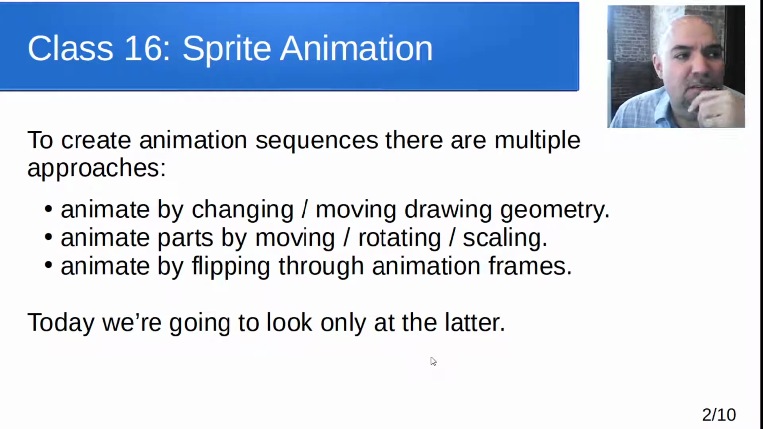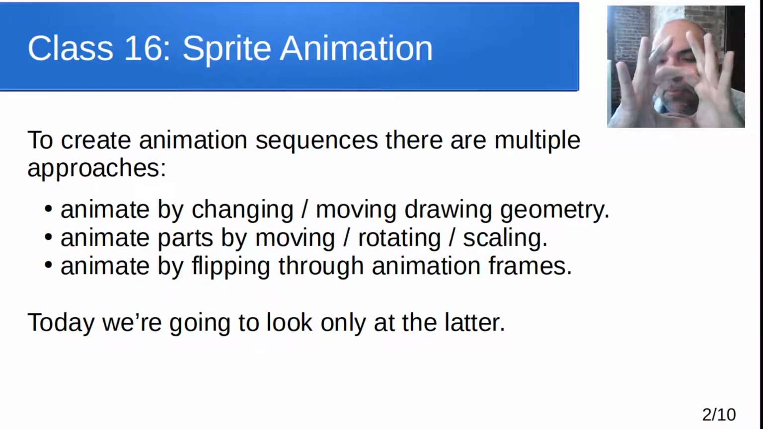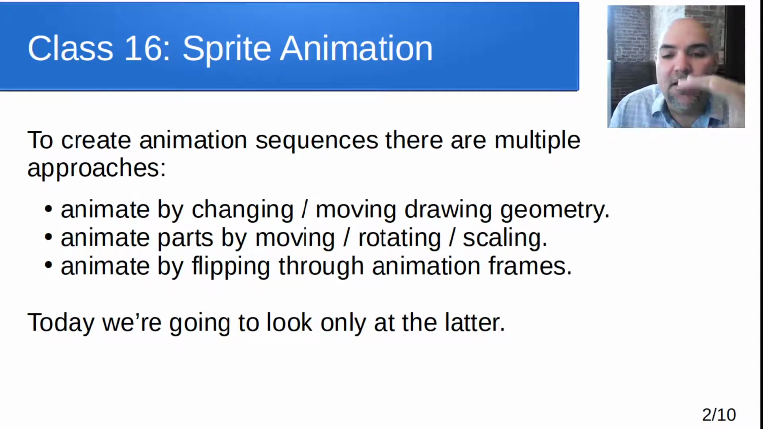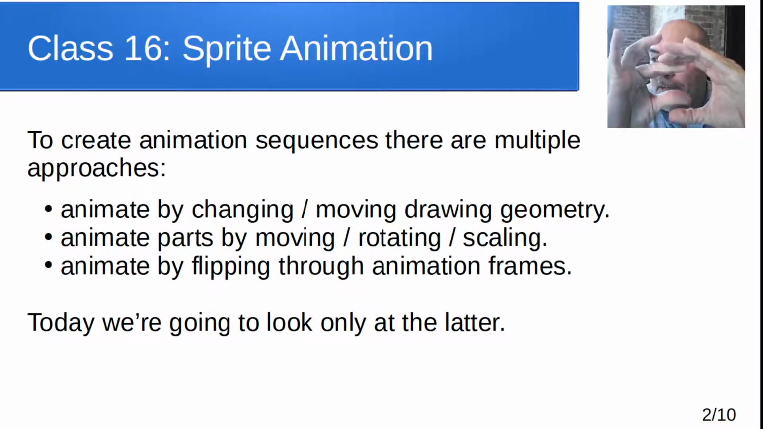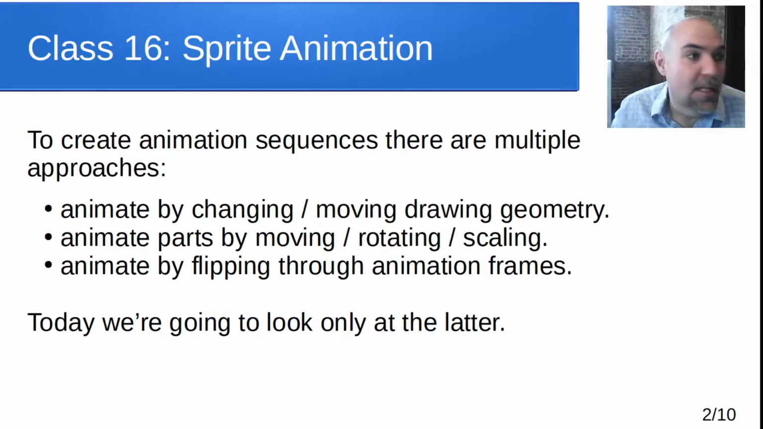to create animation of characters or other objects, there are essentially multiple approaches. One of them is to animate by moving, changing, drawing geometry. So things like animation there would be like change the diameter of a circle so it gets larger and smaller, kind of pulsates, or have a line that moves around like a Pac-Man that opens and closes its mouth. You could do that with a kind of a polygon that sits in the middle of it, and the polygon gets narrower and larger, and you move that up and down with a sine wave or something like that.